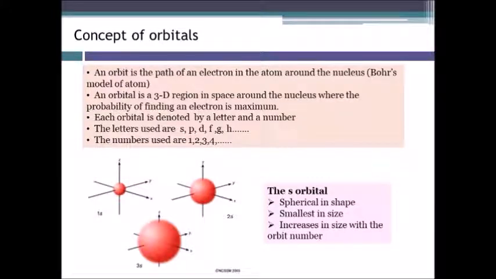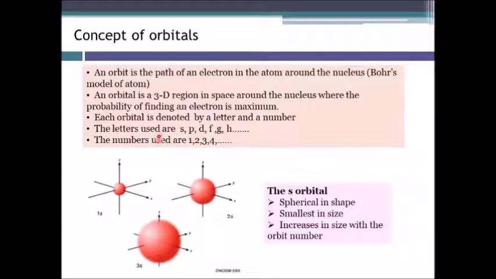Now, we know that orbit is the path of an electron in the atom around the nucleus. An orbital is a three-dimensional region in space around the nucleus where the probability of finding an electron is maximum. And in each orbit, there will be such space or such orbitals. Each orbital is denoted by a letter and a number. The letters used are S, P, D, F, G, H and so on. The numbers used are 1, 2, 3, 4.